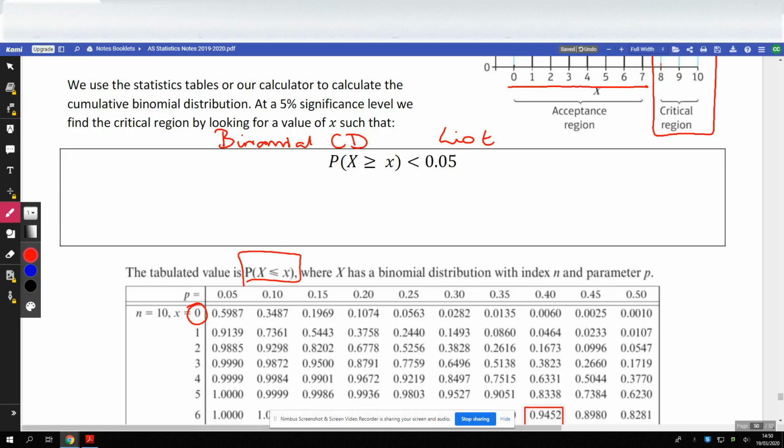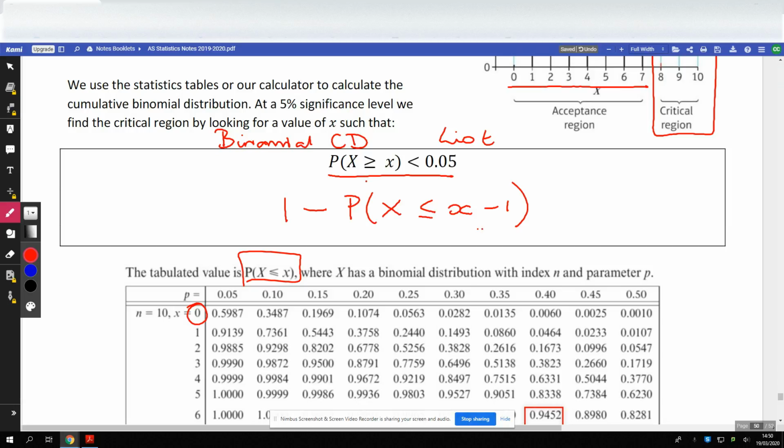If I am trying to find a region where the probability is greater than or equal to a number, that's the number that I'm going to try and find, and I'm trying to make it less than 0.05, we need to just remind ourselves that to calculate this probability, I need to do 1 minus the probability that x is less than or equal to x minus 1, which we looked at when we did the binomial distribution. So that's how we're going to calculate this.